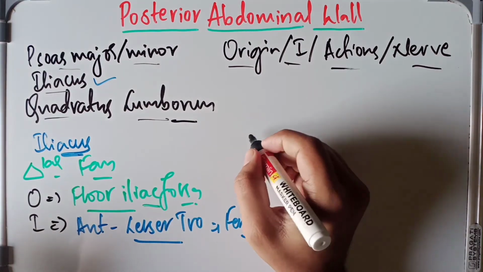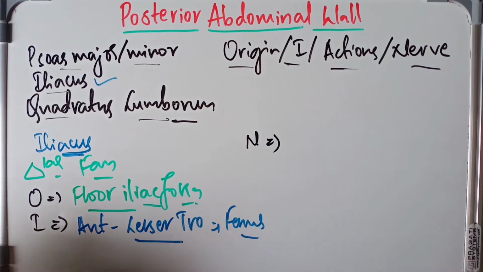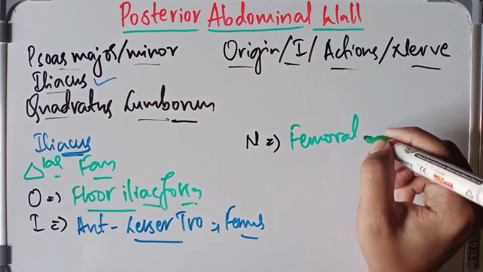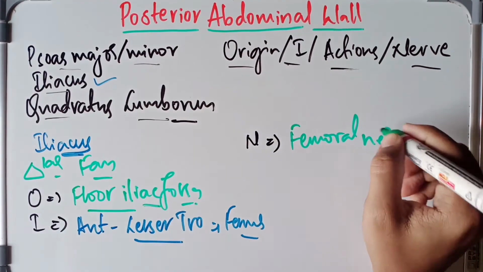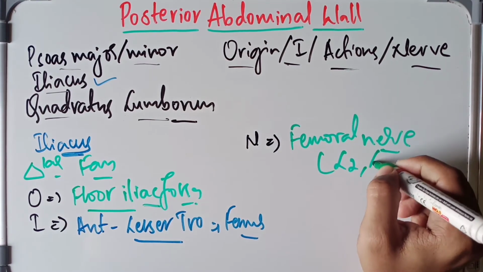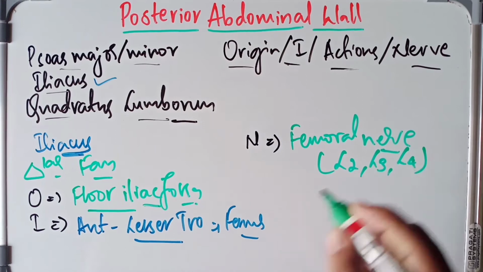And what about the nerve supply? The nerve supply is by the femoral nerve, a very important nerve, which supplies the iliacus muscle, and this femoral nerve takes its branches from the L2, L3 and L4 spinal segments.